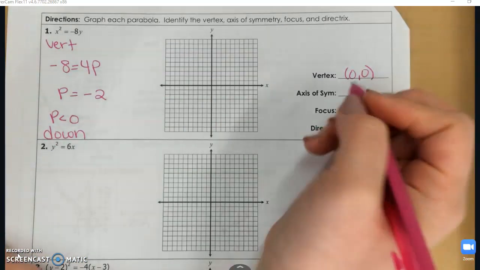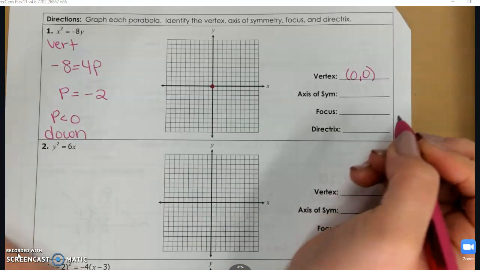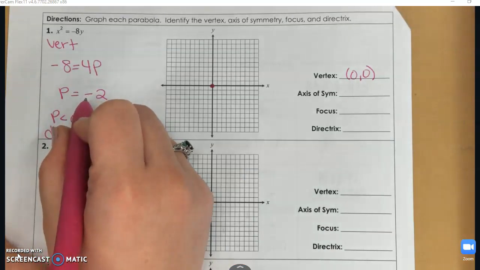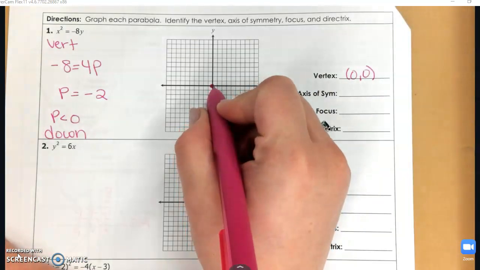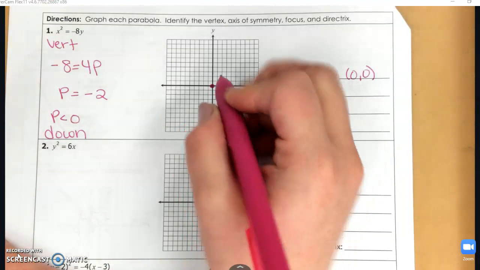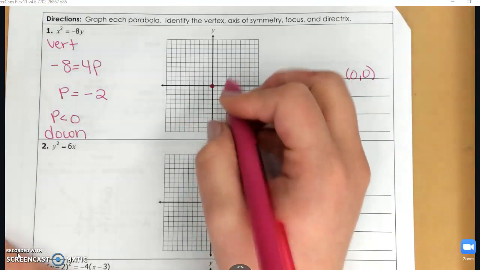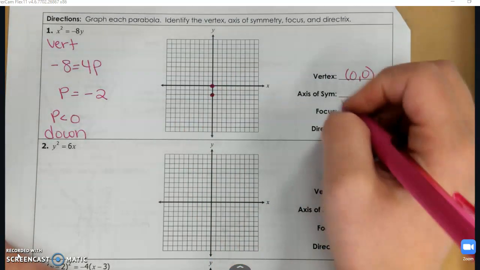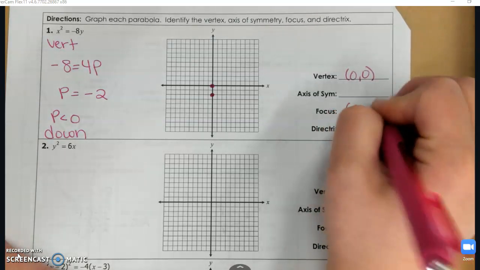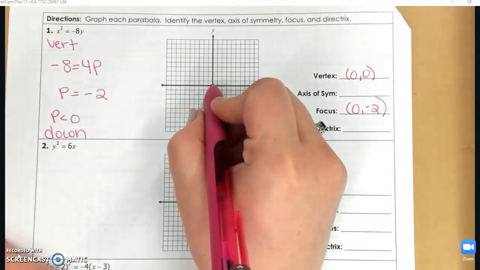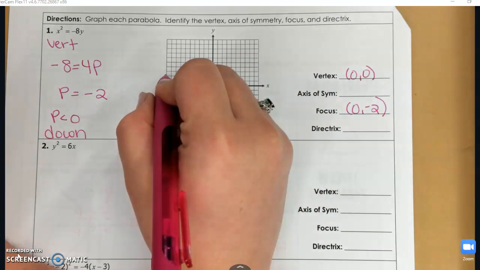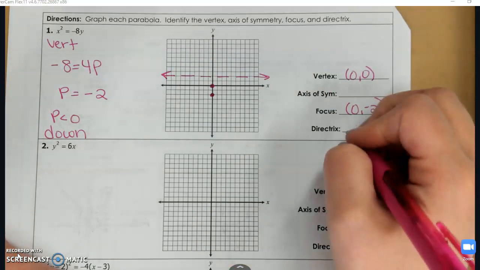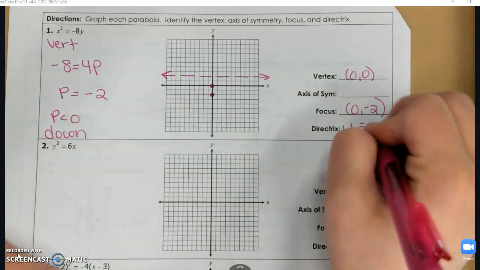So to graph this, I'm going to start with my vertex, and then I'm going to plot my focus and my directrix. So P being 2 means that I am going to go 2 away from my vertex to get my focus. And because this parabola is opening downward, my focus is going to be below the vertex. So I'm going to go 1, 2. There's my focus, and those coordinates are (0, negative 2). And then I'm going to go the opposite direction up 2 to plot the horizontal line that is my directrix. And the equation for that directrix is y equals 2.